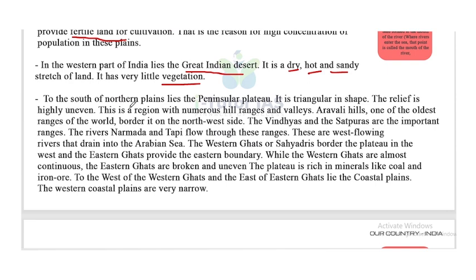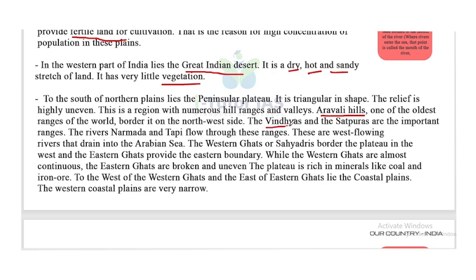To the south of the northern plains lies the peninsular plateau. It is triangular in shape. The relief is highly uneven. This is a region with numerous hill ranges and valleys. The Aravalli Hills, one of the oldest ranges of the world, border it on the northwest side.